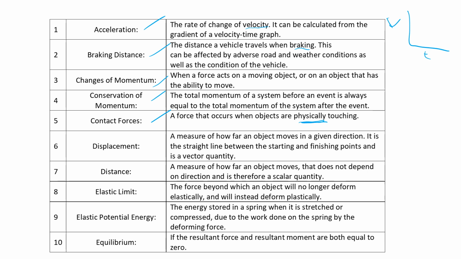A measure of how far an object moves in a given direction. So I sometimes say it's like the crow flies, where the crow can fly in any direction in a straight line. It's a straight line between the starting and finish points and a vector quantity: displacement. A measure of how far an object moves that does not depend on direction. It's a scalar quantity: distance.